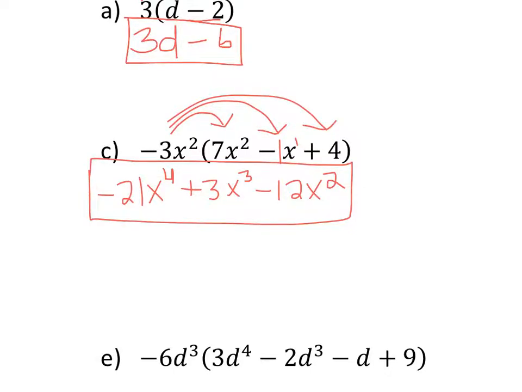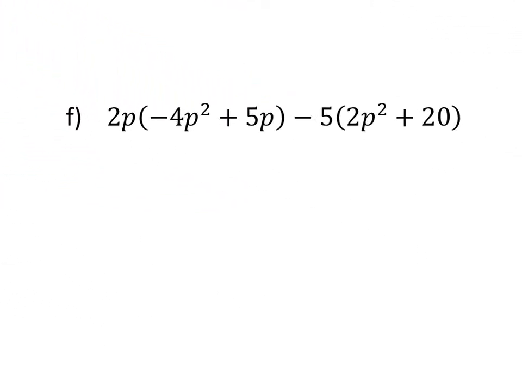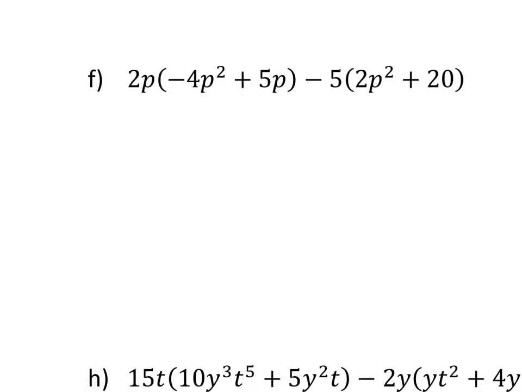Let's take a look at F. We have a lot going on in this one. I'm going to start by distributing the 2p just to what's inside those parentheses. 2p times negative 4p squared is negative 8p to the 3rd. 2p times 5p is 10p squared.